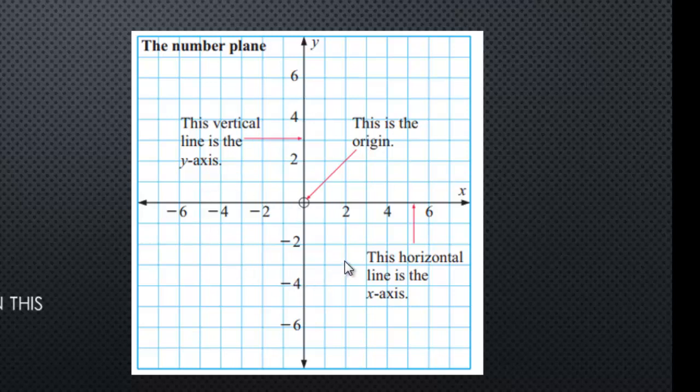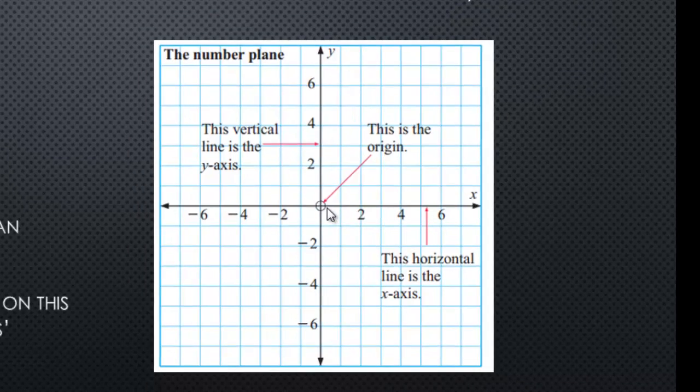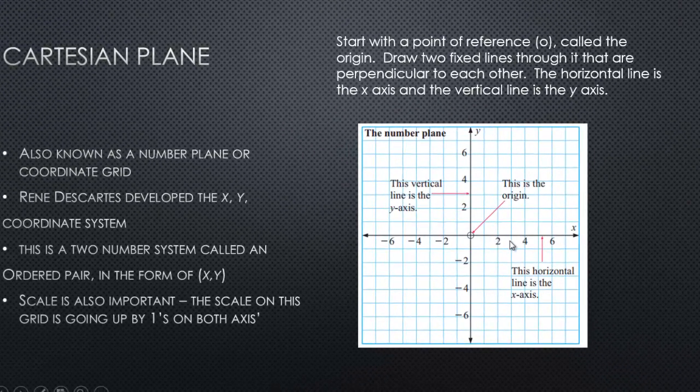Now remember, when you're drawing your grids, that scale is also important. If you look at this particular scale, it's going up by 1. So even though it's going 2, 4, 6, if you look at the lines here, you know that the scale itself is actually going up by 1. So 1, 2, 3, 4. And same here, 1, 2, 3, and 4.